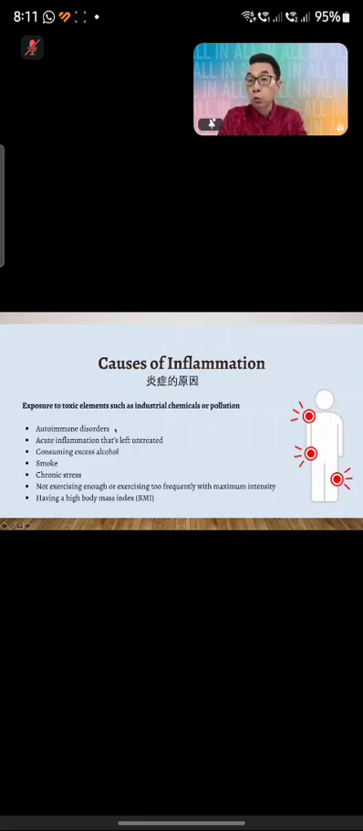It can be an autoimmune disease, very common. It can be an acute inflammation. It can be consuming excess alcohol. When you consume excess alcohol, it gives you low-grade chronic inflammation. So those people who love alcohol and are drinking, we're talking about excess. We're not talking about a social drinker. Once at Christmas, go and grab a glass of beer or wine, that's not excess drinking.